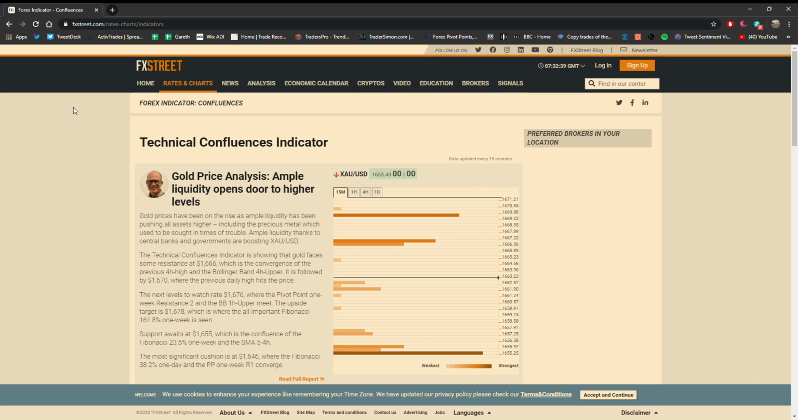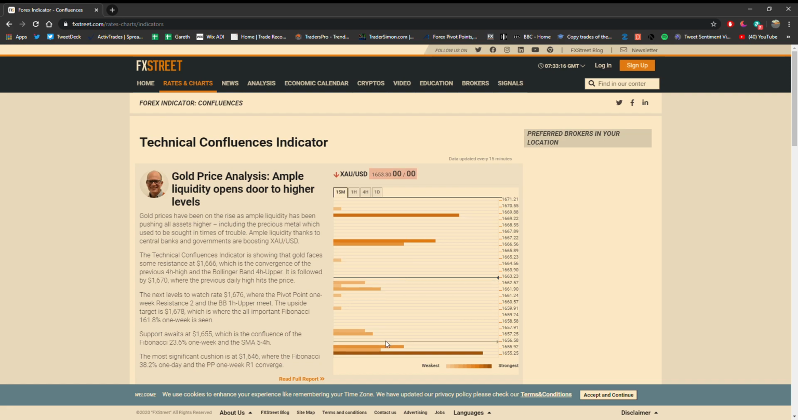So, the technical confluences indicator, what it is, it sort of cross-checks against multiple support and resistance, different things like Bollinger Bands and Fibonacci, SMAs, all those sorts of technical indicators, and it compiles them up and puts them to certain levels. So we can see gold. The darker the color, the stronger it is, the stronger the sign. It says your previous high on the day. That's going to be strong resistance because it's the previous high.